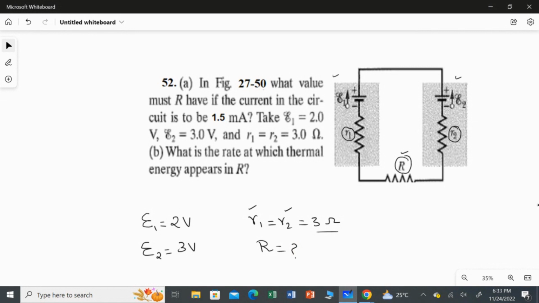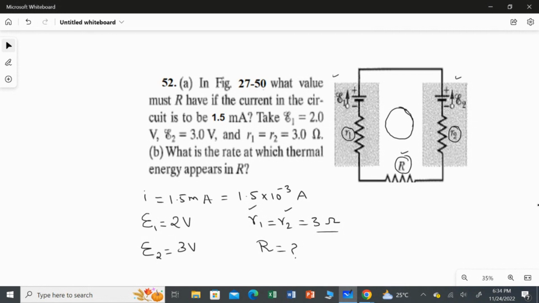So I can make a sign here. It is a closed loop. Now the most important thing is that we must know the direction of the current, because they mentioned how much current is passing through the circuit: 1.5 milliampere, which is equal to 1.5 times 10 to the power of minus 3 amperes. To find the value of the external resistance R, we have to frame the equations. So how do we frame the equation?